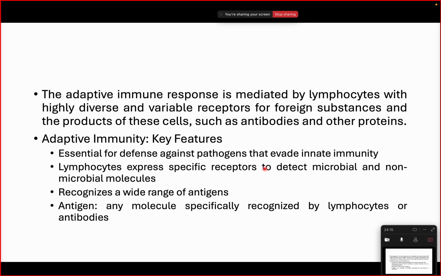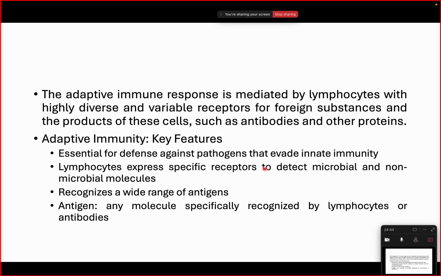The adaptive immune response is mediated by lymphocytes with highly diverse and variable receptors for foreign substances, and the products of these cells, such as antibodies and other proteins. Key features of adaptive immunity include, but are not limited to, being essential for defense against pathogens that evade innate immunity.